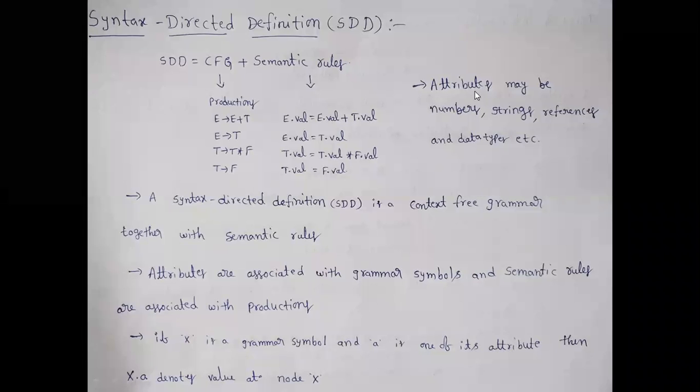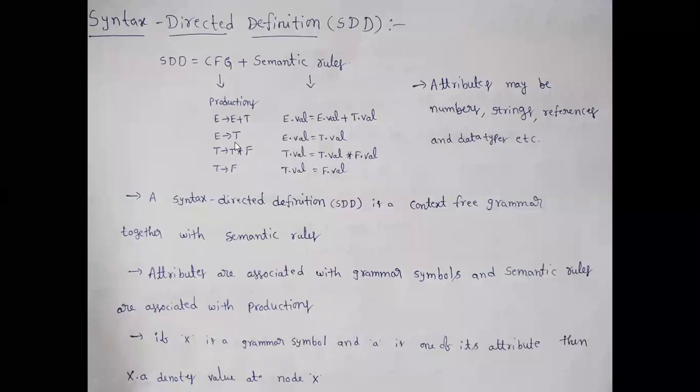So these attributes may be numbers, maybe strings, or maybe references and some other data types. So attributes may be numbers, strings or references and data types etc. Okay, so this is the definition for the syntax directed definition.